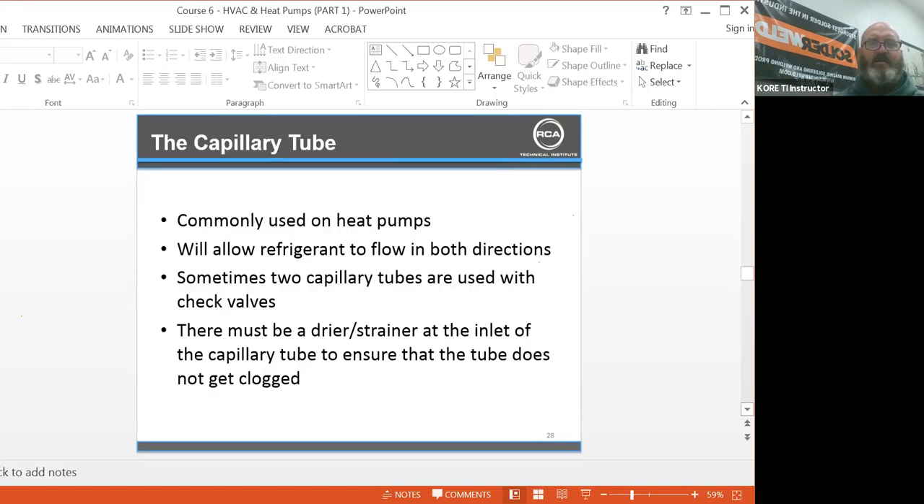Cap tube is commonly used on heat pumps. It will allow refrigerant to flow in both directions. Sometimes two cap tubes are used with the check valves. There must be a dryer strainer at the inlet of the cap tube to ensure that the tube does not get clogged.